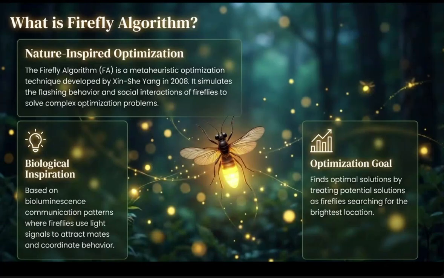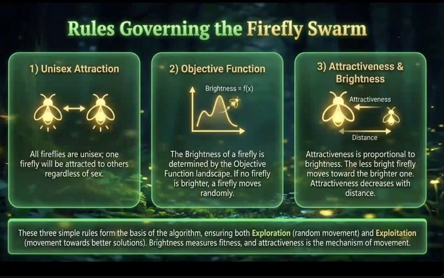In this algorithm, each firefly represents a potential solution to the optimization problem. A firefly's brightness is determined by the objective function, representing the fitness, or how good the solution is. The brighter the firefly, the better the solution. The optimization goal is to find the optimal solution by treating each potential solution as a firefly searching for the brightest location.